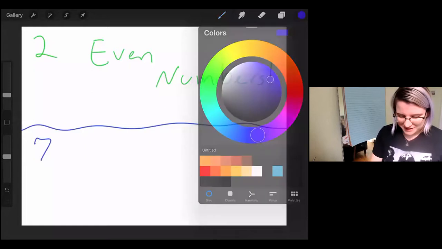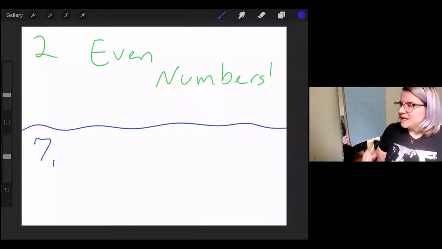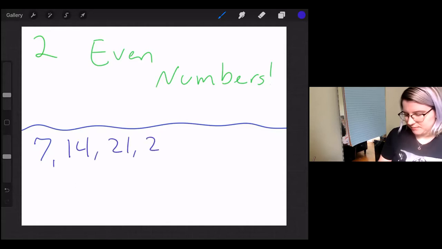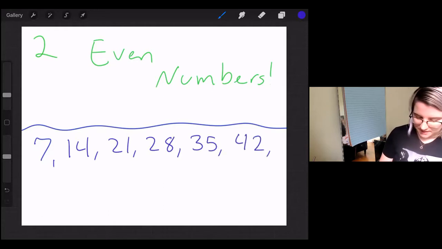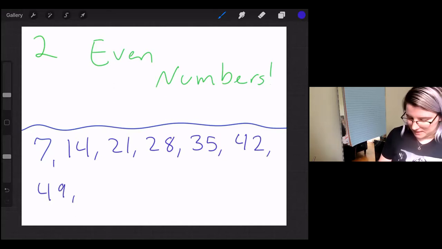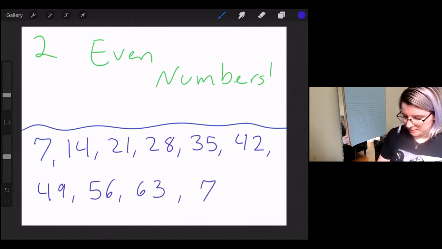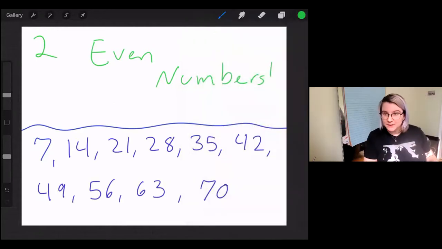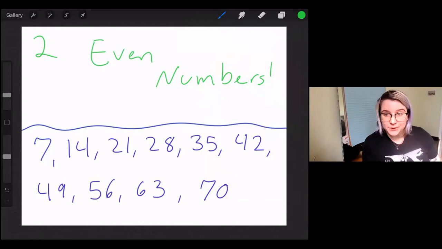Let's list the multiples of 7, shall we? 7 times 1, 7 times 2, 7 times 3, 7 times 4, 7 times 5, 7 times 6, 7 times 7, 7 times 8, 7 times 9, 7 times 10. Cool. So just looking at this information, we should be able to find the common multiples of 2 and 7.